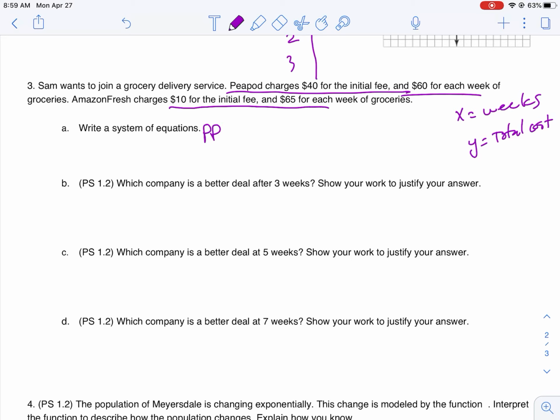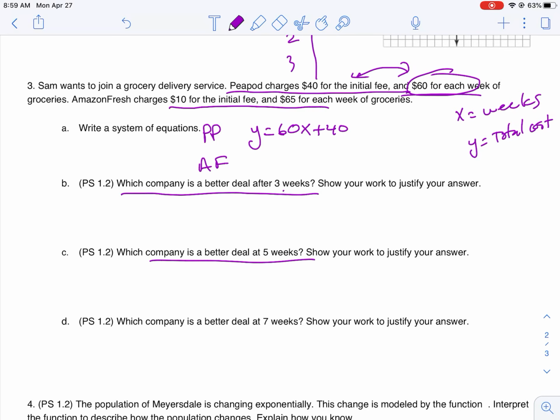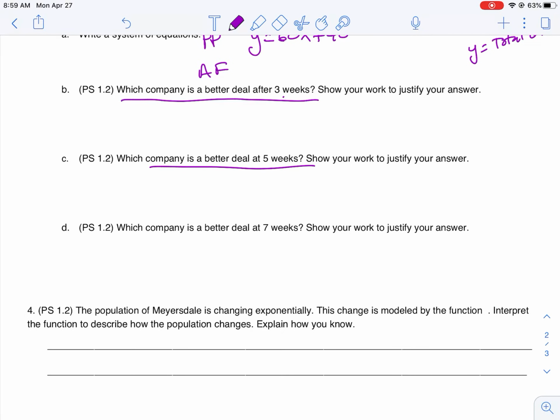So if we do Peapod, and I'm only going to do Peapod for you, the total cost for Peapod is going to equal, now they reverse the numbers, okay? So remember, this $60 is each week, so that's the 60 times the X plus the $40, okay? What you need to do is then find the equation for Amazon Fresh. And you can solve the system, or you can come here and see which is better after 3 weeks. So you put 3 into each equation, which one costs less. Put 5 in for each equation, see which costs less. Put 7 in for each equation and see which one costs less.